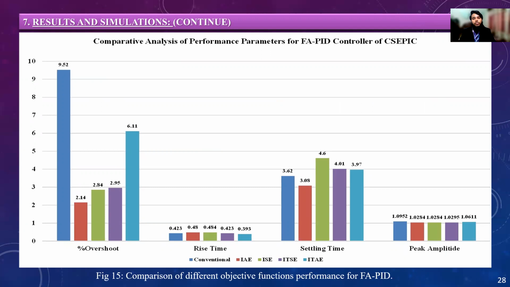In terms of percentage overshoot, ITAE has 6.11%, which is worse than other objective functions. But IAE has 2.14%, which is the lowest. In terms of rise time, 0.393 seconds is the lowest value, which is for ITAE. Again, in settling time, the highest is 4.6 seconds for ISE, and the lowest value is 3.08 seconds for IAE. Peak amplitude follows the same pattern as the percentage overshoot.